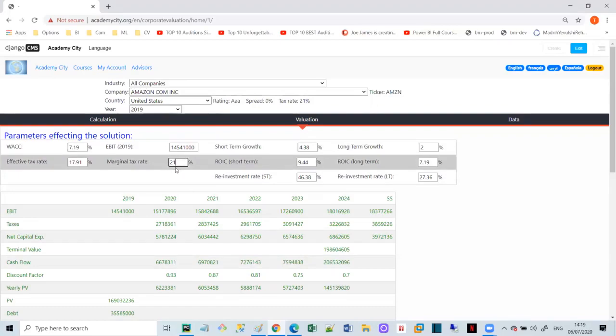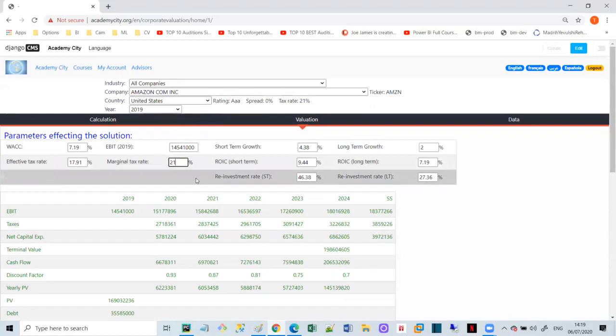In minutes, I'm going to talk about it more in detail. I'll show you how I modify it to feel more comfortable with my evaluation. For now, we use the statutory tax rate for corporation in 2019. Okay? Good. More questions, guys, before I move on?